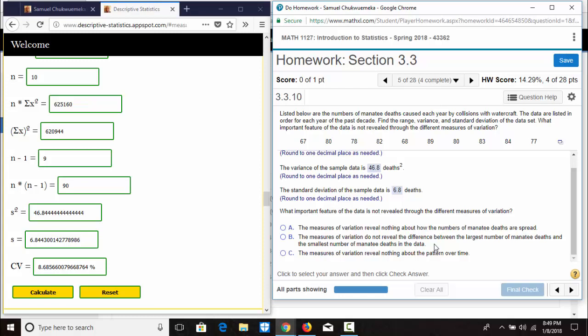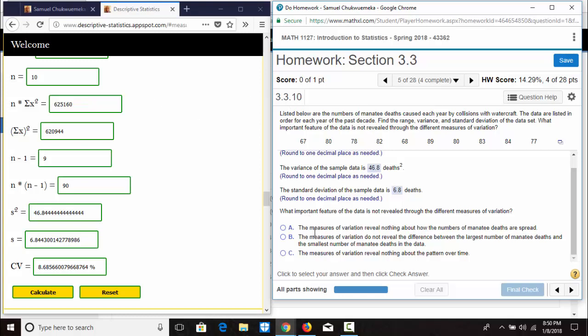What important feature of the data is not revealed through the different measures of variation? A, the measures of variation reveal nothing about how the numbers of manatee deaths are spread. That is right, it doesn't tell us anything. B, the measures of variation do not reveal the differences between the largest number of manatee deaths and the smallest number of manatee deaths in the data. It does tell us how they vary from year to year. C, the measures of variation reveal nothing about the pattern over time.